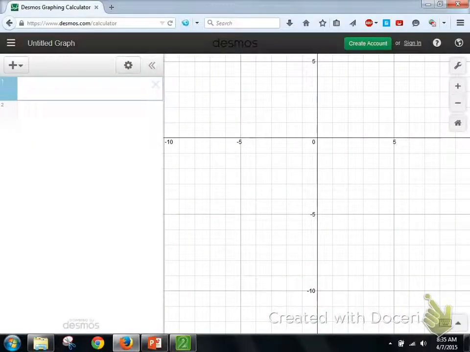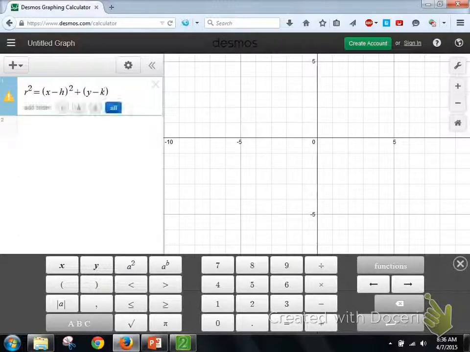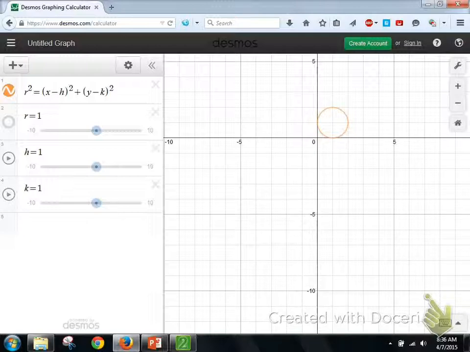So once you're in Desmos, please write the following. You're going to write r squared. So go down here where it says ABC, and you're going to write r squared equals, open parentheses, x minus h, close parentheses, square that, plus, open parentheses, y minus k, squared. Okay. And then it's going to say add slider on all these letters. Let's click all, and it's going to give me all these sliders, okay? And then it graphs the circle based upon each of these values equal to 1.